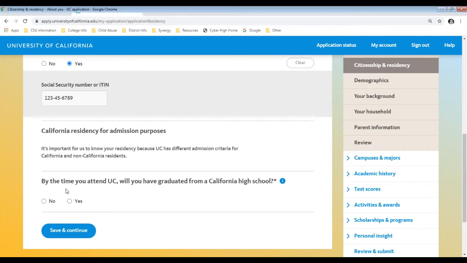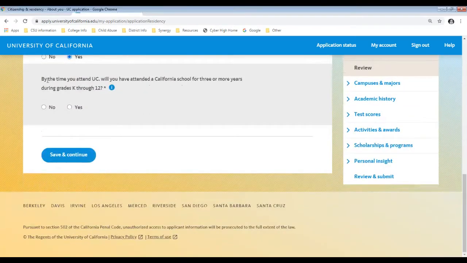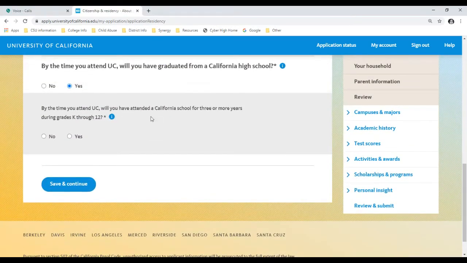Okay, so by the time you attend UC, will you have graduated from a California high school? So yes, you're going to put yes because you are in a California high school. By the time you attend UC, will you have attended a California school for 3 or more years? So I am going to put yes. And for you, if you have been here at Bassett High School, you can put yes also. If you haven't, make sure you put no, and I'm sure that it will give you other options.